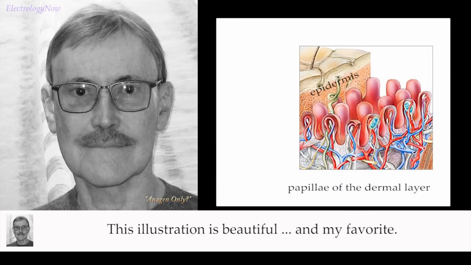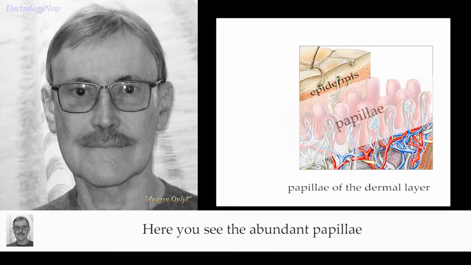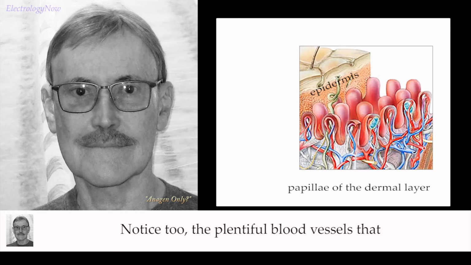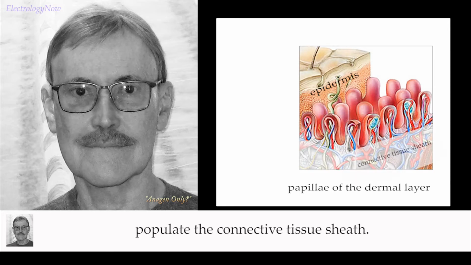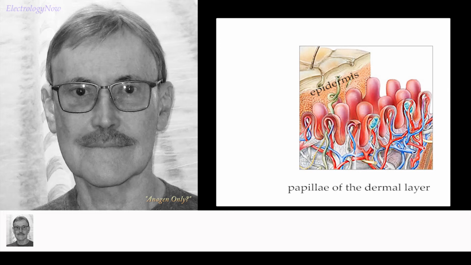This illustration is beautiful and my favorite. Here you see the abundant papillae that feed the epidermis. Notice too the plentiful blood vessels that populate the connective tissue sheath. These blood vessels support the papillae. Indeed, the connective tissue sheath is rich in blood vessels and other components.